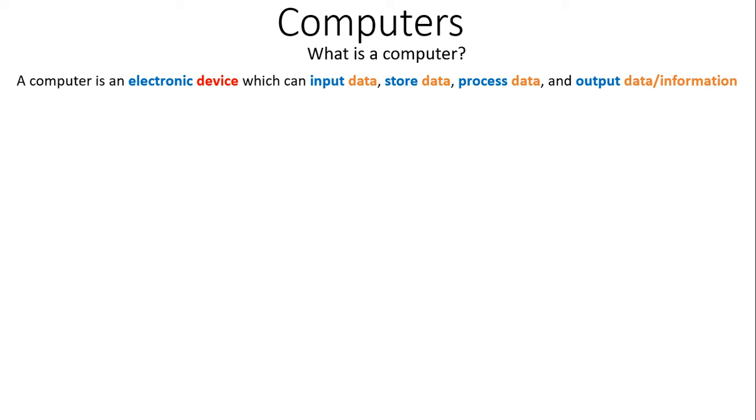We will explain what an electronic device is. We will explain what it means to input or accept data, to store data, to process data, and to output data.